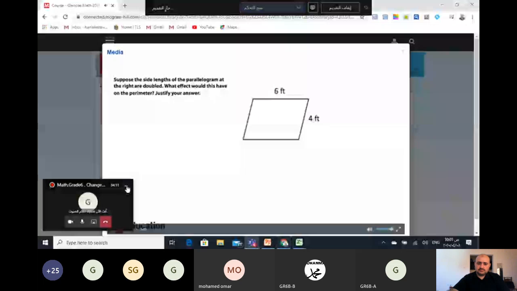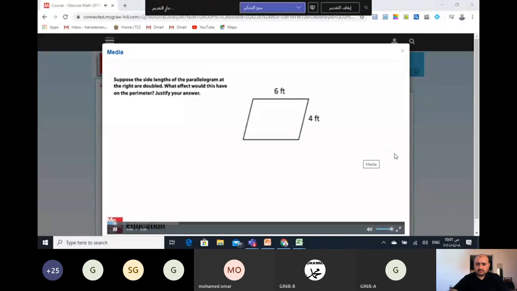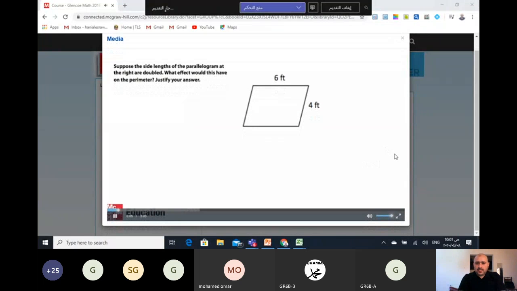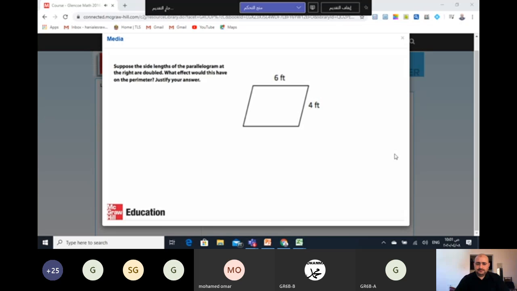Welcome to your McGraw-Hill Education Personal Tutor. Suppose the side lengths of the parallelogram at the right are doubled. What effect would this have on the perimeter? Justify your answer. First, let's think. What would a parallelogram double this parallelogram be? So the side lengths are doubled.